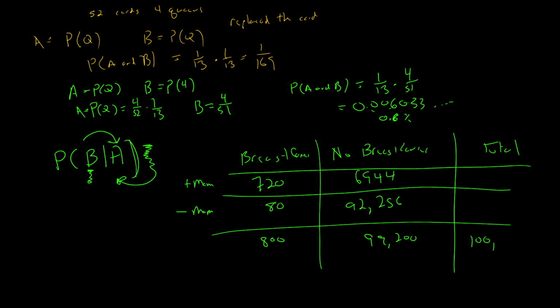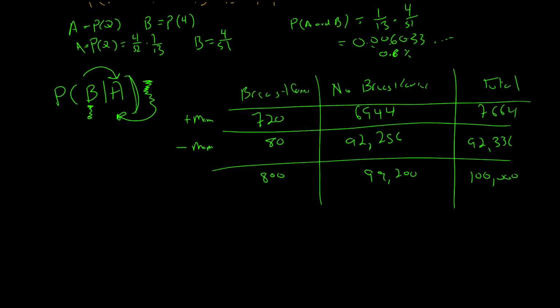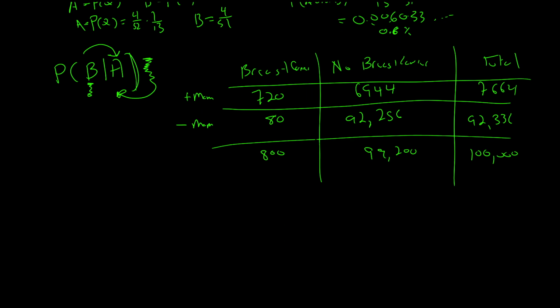And so there were 100,000 samples looked at. This is 100,000 women 40 to 49 who participated in mammogram screening, and these were the results. And so we want to know the probability that you had a positive mammogram given no breast cancer. I'll just put no BC.